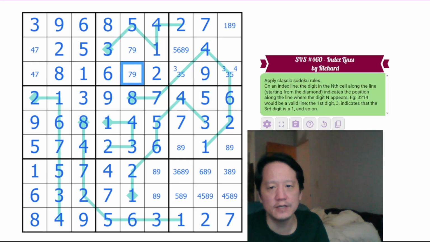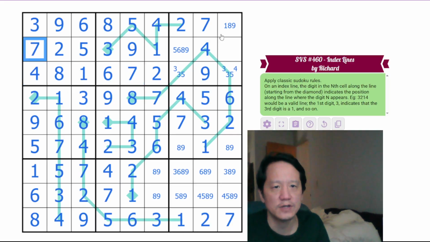9 eliminates 9 here, so it's 7 and 9. 7 eliminates 7 here, so it's 4 and 7. This can't be 8 or 9, it's 1. 3, 5 as a pair eliminates 3 and 5 in the rest of the box. This can't be 5 or 9, it's 6 or 8.